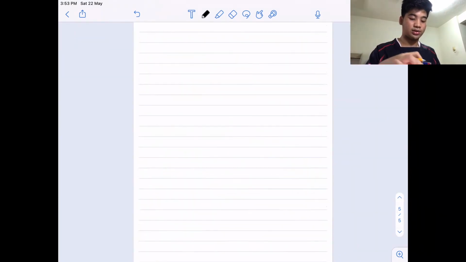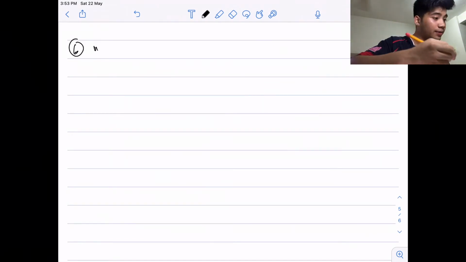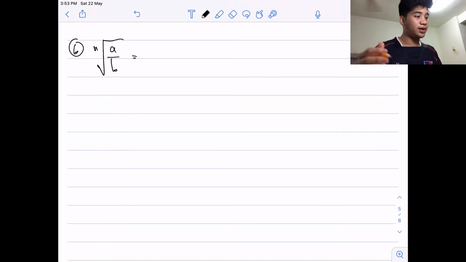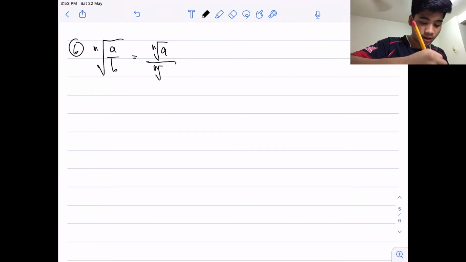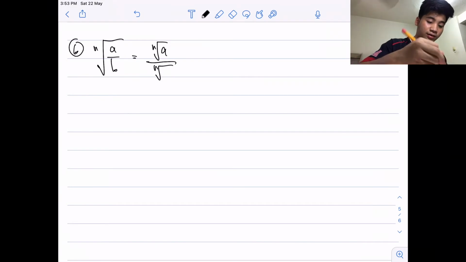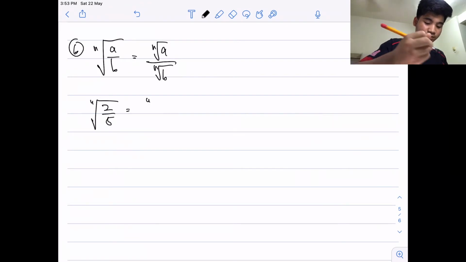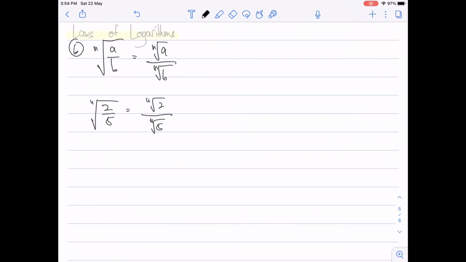Now let's look into the last law, law number 6. Alright, so law number 6 would be basically the same one with the multiplication, but this time it's n root a over b. So just like what we did just now, you can basically expand this to become n root a and n root b. So let's give an example. I've been given, let's say, 4 root 2 over 5. So I could write this as 4 root 2 over 4 root 5, alright? So that should be everything for the laws of surds.